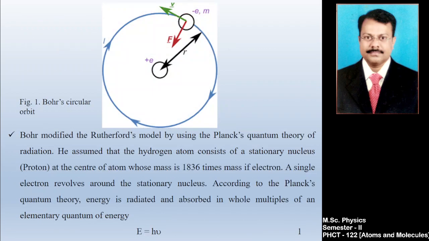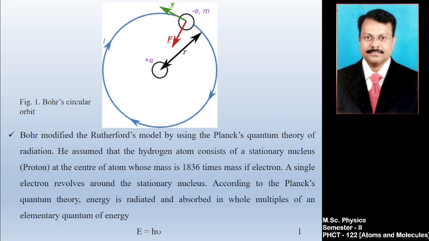This is the diagram of Bohr's circular orbit. This is the circular orbit. This is the proton, plus e or Ze. This is the centrifugal force. This is the velocity of the electron. This is the electron; m is the mass of the electron and r is the radius of the orbit. The electrons are revolving around the nucleus. We discussed this in the last lecture.